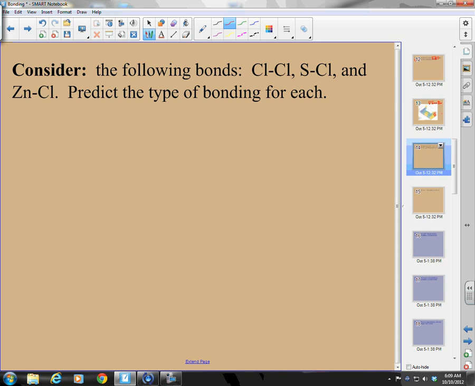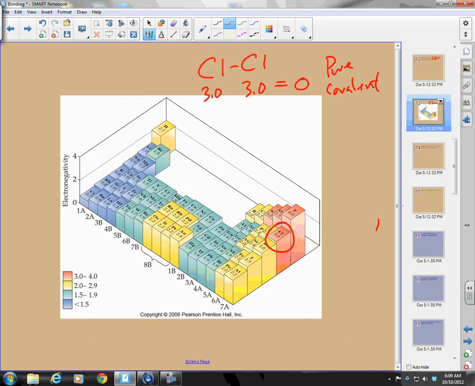SCl, sulfur and chlorine. So where's my sulfur? Oops, I just covered up my sulfur. Sulfur is right here. It's a 2.5 and chlorine is a 3.0. So I have sulfur 2.5 and chlorine is a 3.0. By the way, we're always looking at the absolute value here, aren't we? There's never a negative. So it's a 0.5 difference. 0.5 we'd say is polar covalent, meaning my electrons are not shared equally.